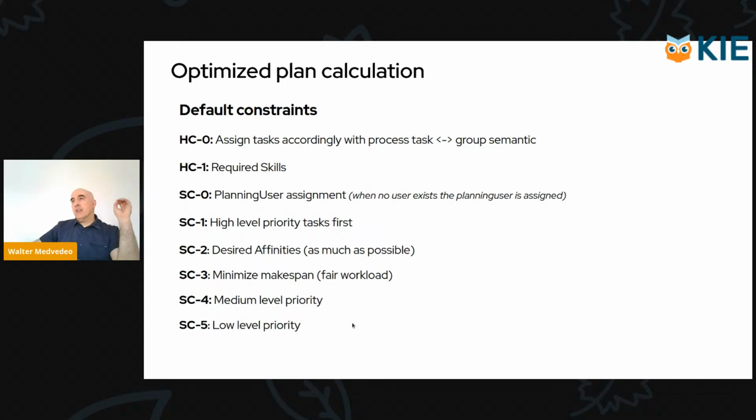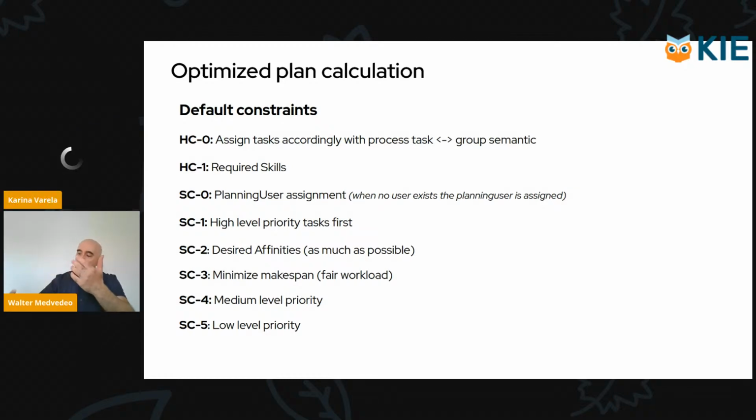So those are the constraints that we have right now in this default configuration, because we believe it's a somehow good set of constraints to start playing with and trying. But when you go to your own business, probably you want to add constraints that are particular to your business. This is something that you can do.